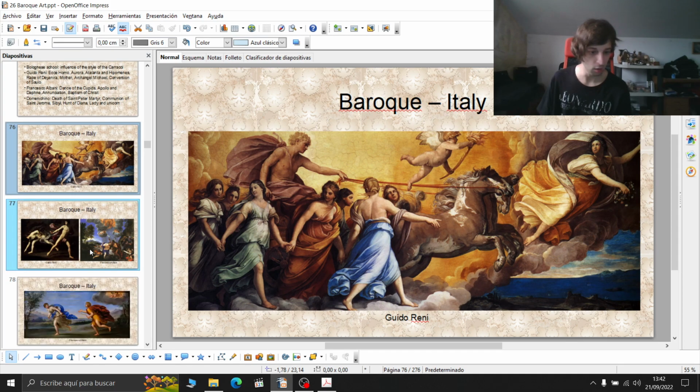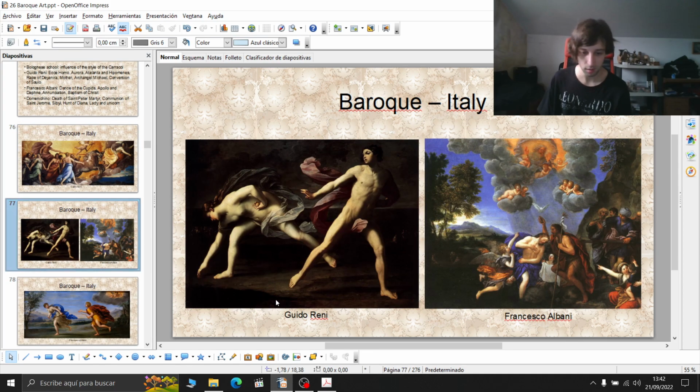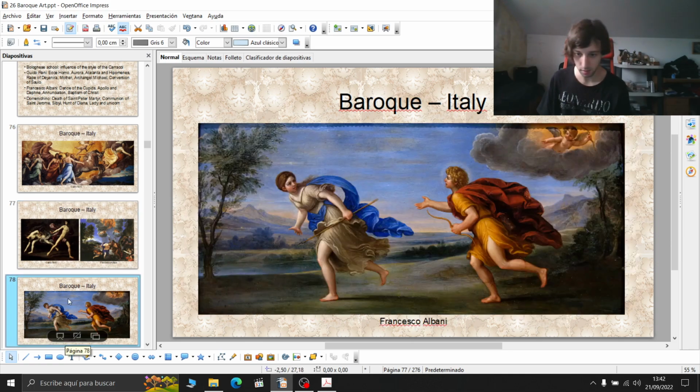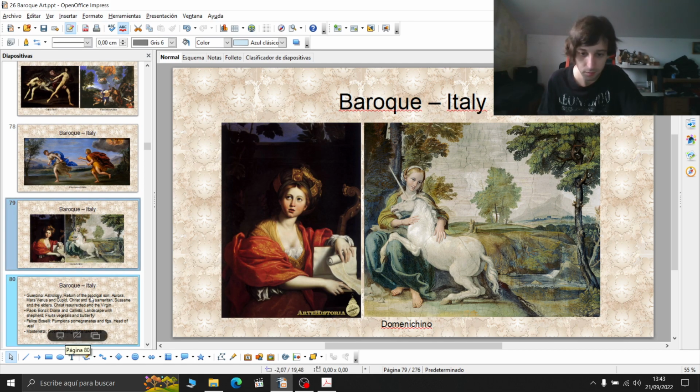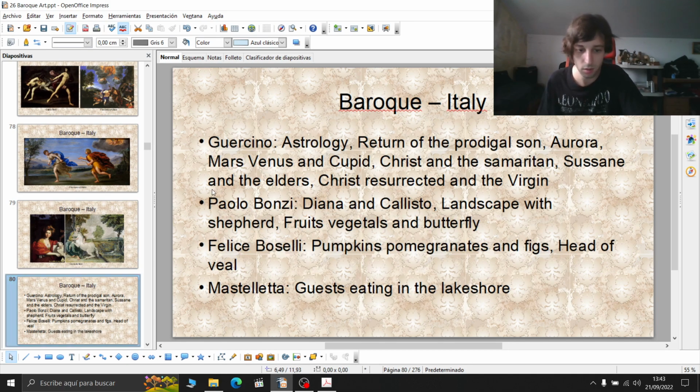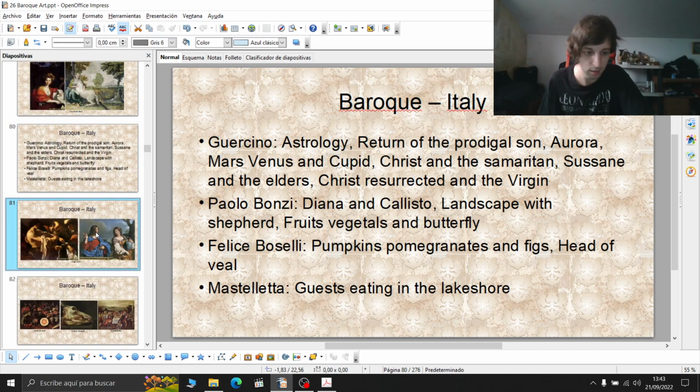Guido Reni, the colors here are very wonderful. This is Hippomenes and Atalanta, Francesco Albani. This is Apollo and Daphne. And this Domenichino. This is the Sibyl. Guercino, Paolo Bonzi, Felice Rosselli, and Mastelletta.